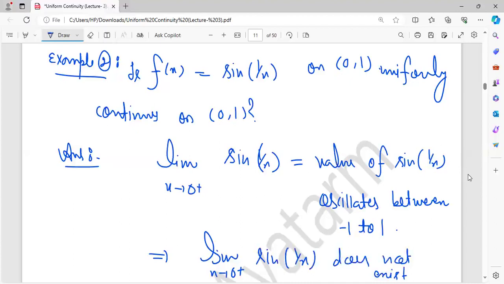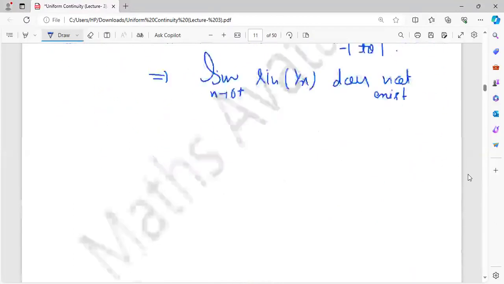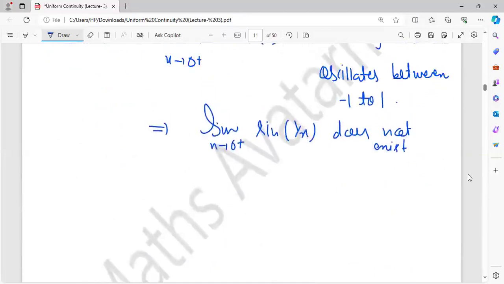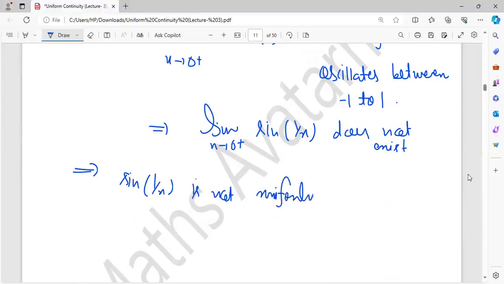Therefore, sine 1 upon x is not uniformly continuous on open interval 0, 1. Okay.